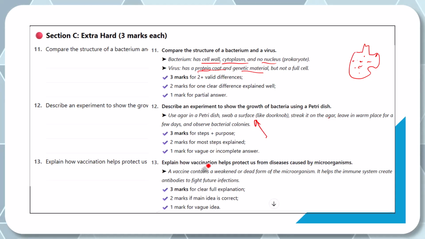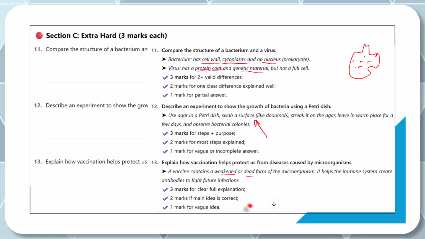Question 13. Explain how vaccination helps protect us from diseases caused by microorganisms. A vaccine is made of what we call a weakened or a dead form of that microorganism. So basically, if you have a virus or a bacteria that can cause disease, what they do is this. They have another version of that bacteria, maybe a dead one, and they inject that in your body. And then your body is going to have an immune system developed and ready to fight the real pathogen when it comes. So it will help the immune system to create antibodies that will fight future infections in readiness. That's what a vaccine does.